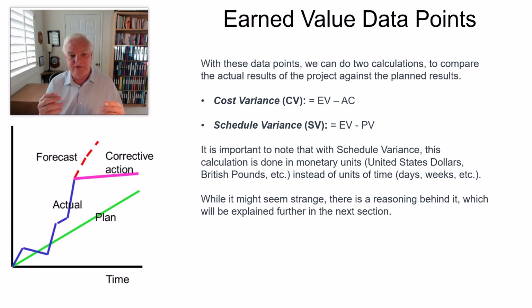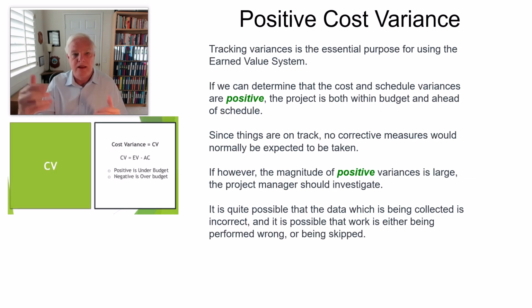So it's done in money. It calculates time into money instead of units like days, weeks, those kind of things. While it might seem strange, there's a reasoning behind it, which we will explain in the next system as I go forward. So here, tracking variances is the essential purpose for using the earned value system.